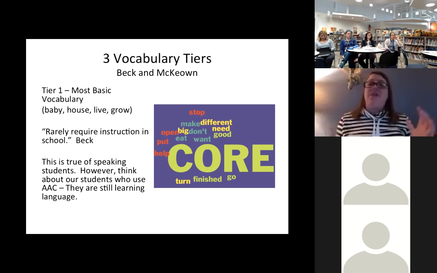So their language is not commensurate with their peers in the classroom. Their language is probably at a lower level. So our students will need some instruction about these words. My bent on using descriptive teaching is that I'd rather provide instruction around everyday vocabulary than provide instruction around temporary vocabulary.